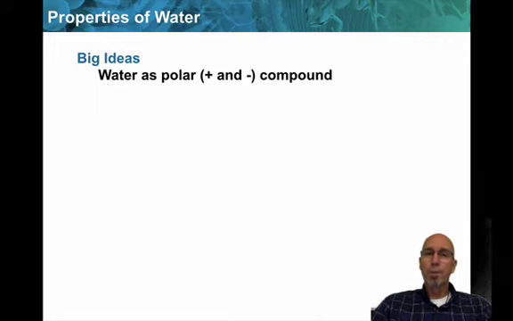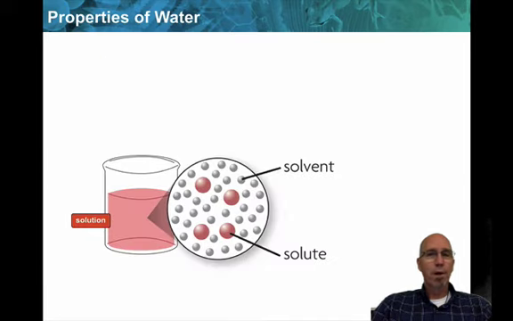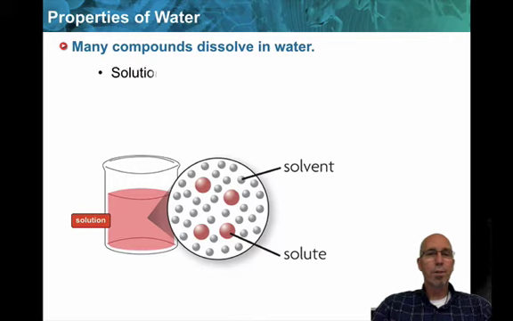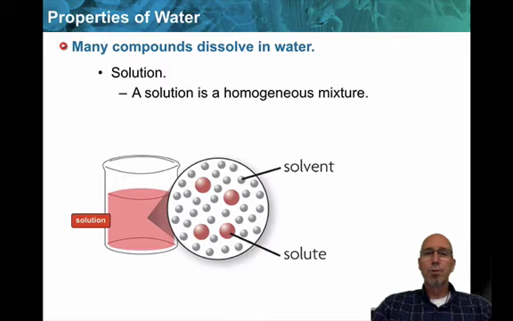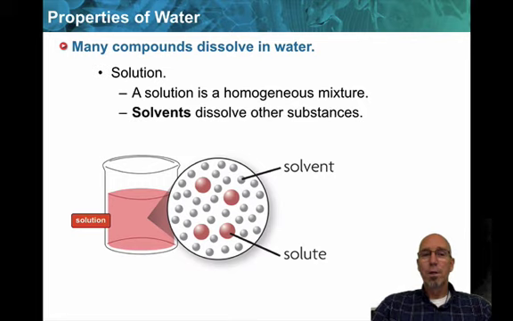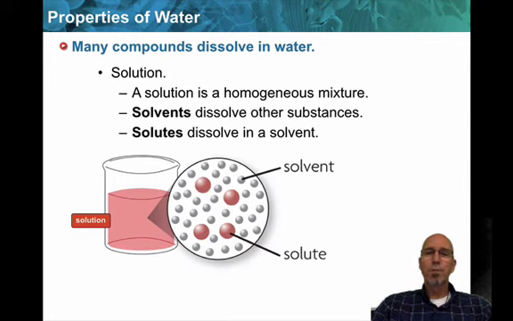Water is also a polar compound, and that influences the way that it reacts with other things. It's a great solvent. What does that mean? It means you can make solutions with it. And so a solution is a homogeneous mixture, which means when you stir things together, you can't see them anymore. And solvents dissolve other substances. And water is pretty much a universal solvent. It dissolves lots and lots of stuff.